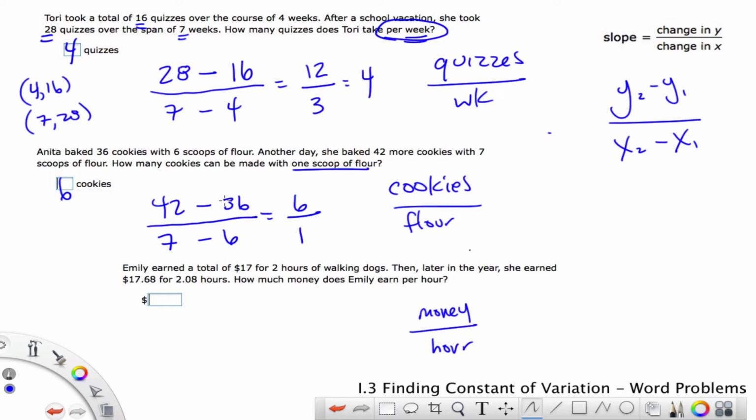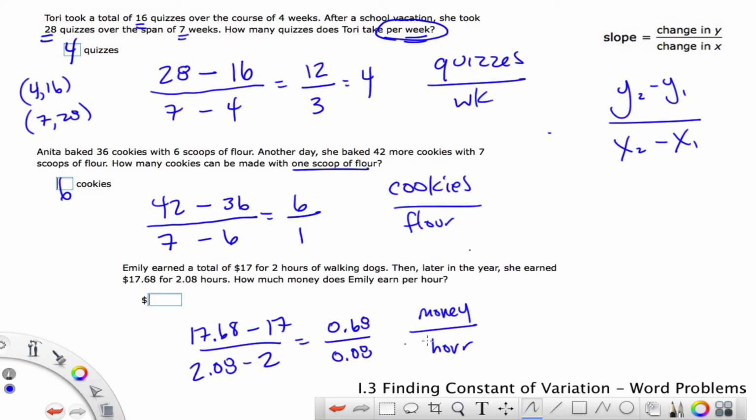Again, this is the final value minus the initial, just like we did in the other section. All right, and lastly, this is money per hour, dollars per hour. So she earns $17 for 2 hours of walking. And then later in the year, she earned $17.68 for 2.08 hours. So again, we take our final value minus our initial value. And we take our final time minus our initial time. So in this case, 17.68 minus 17 is 0.68 divided by 0.08, because 2.08 minus 2.